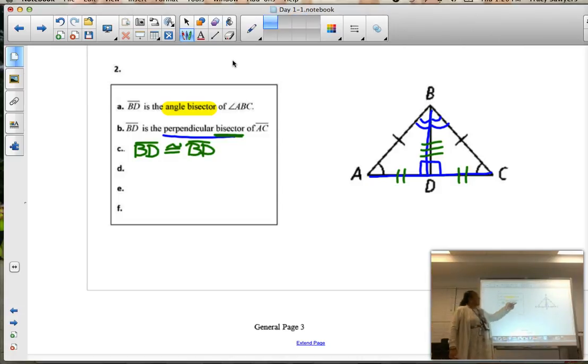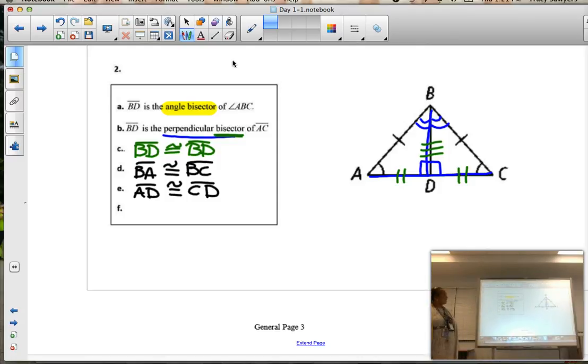What else can I put over here that I see? Ticks on the triangles. BA is congruent to BC. I'll take that. So now we have 2 sides. How many sides are in a triangle? 3. And AD is congruent to DC. Awesome. I may have written that backwards. Does it matter? Not this one. All right, and what's left? We have a couple things that are left.